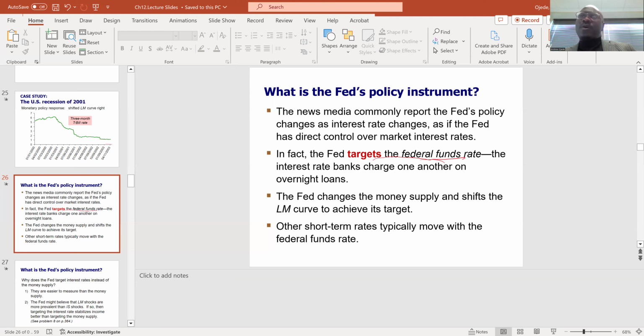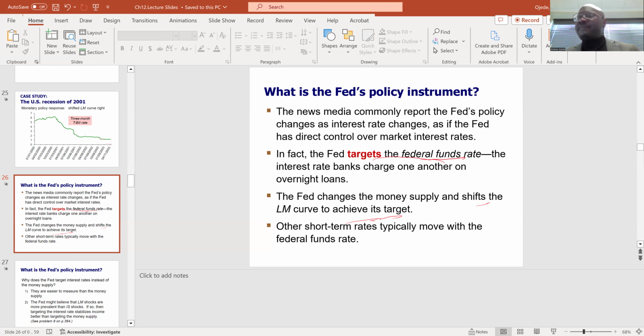So, for example, if the Fed wants to lower the federal funds rate target, they are going to buy bonds. When they buy bonds, that leads to an increase in reserves in the banking system. When the supply of reserves goes up, that's going to lead to a decrease in the federal funds rate. So the Fed changes the money supply and shifts the LM curve to achieve its target. For example, if they want to lower the federal funds rate by 50 basis points, they know precisely how much bond purchase is required.